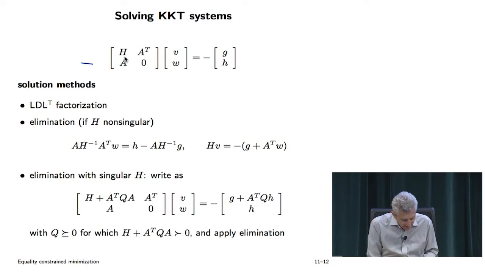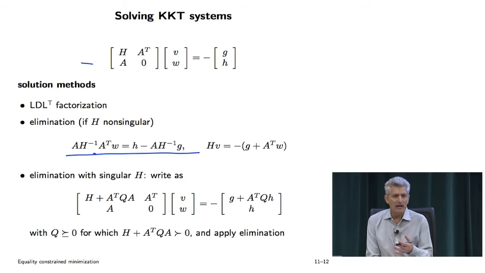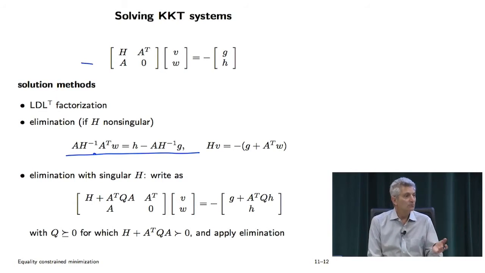So if you eliminate the v here, you end up with a system that looks like this. By the way, that is the negative Schur complement of that matrix, right? Because the Schur complement is 0 minus A H inverse A transpose. That's the Schur complement, well, with a minus sign. And people refer to this system as the reduced system. That's standard notation. You'd say, oh, what are you doing, Newton, and how are you solving it? And they'd say, reduced system.